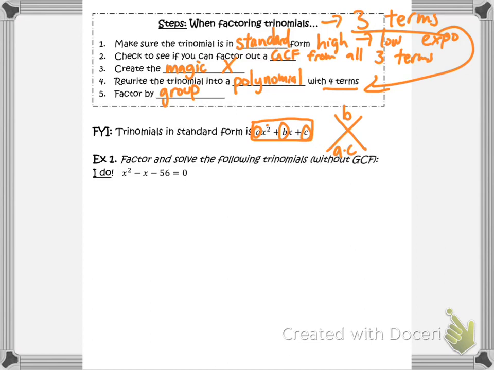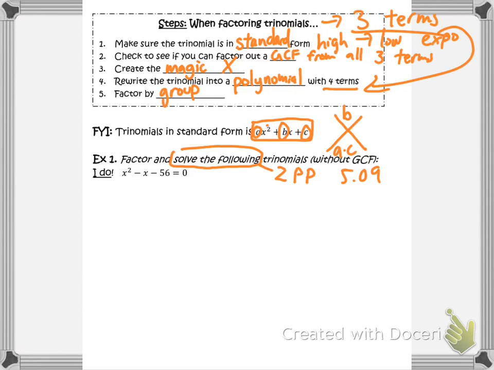Alright, so number 1, factor and solve the following trinomials. And remember, when we're solving and you guys have factored, we're going to do the ZPP, which is going to be 5.09 if you forget what that is. It's zero product property.